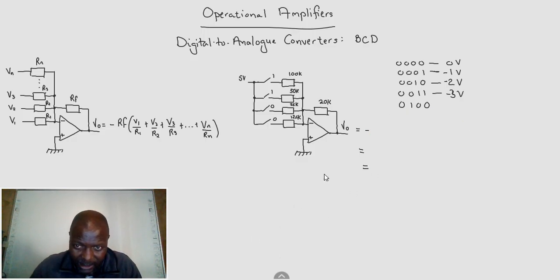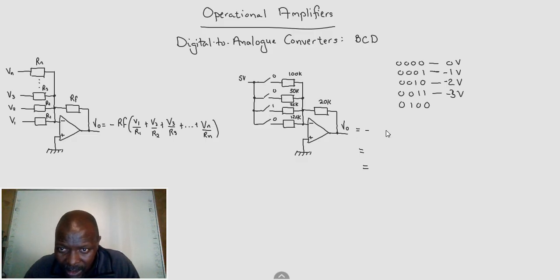Minus, yes, but what do we have? We have 0 1 0 0. So what do we have? 0 1 0 0 0 1 0 0. So only this switch closes, which is the 5 volt with the 25k. So we've got minus 20k, our feedback, into 5 volts with the 25k.